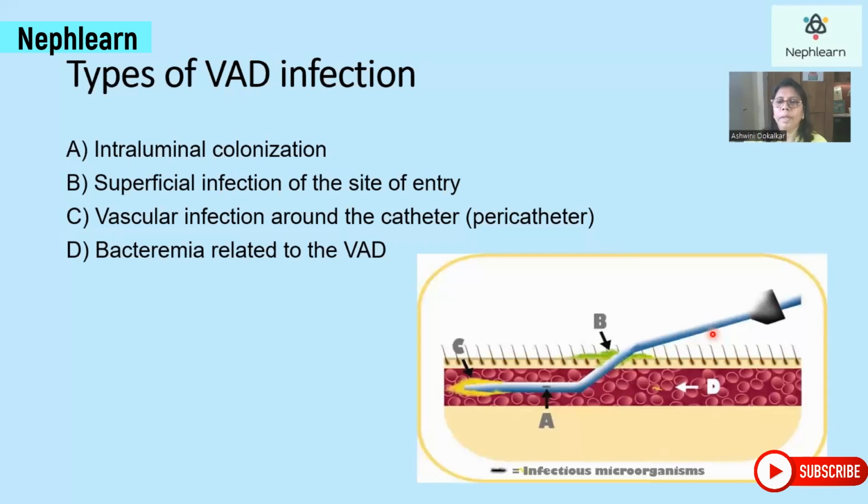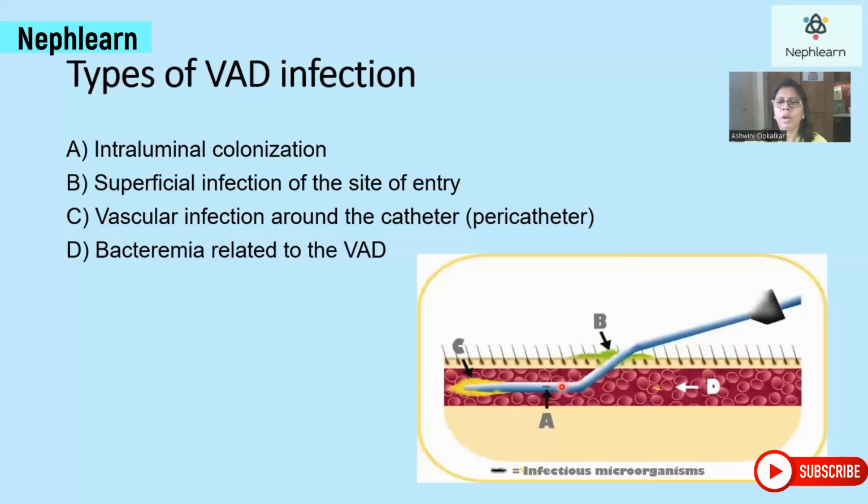So we have to remember that sometimes there may be just plain colonization. Sometimes there may be infection at the site of entry, or the exit site, as we call it. And this may be of 2 types. It may be just at the exit site, or it may be at the tunnel. If the infection, or the redness and swelling, is within 2 centimeters of insertion, then it is known as an exit site infection. If it is beyond 2 centimeters, then it is known as a tunnel infection.